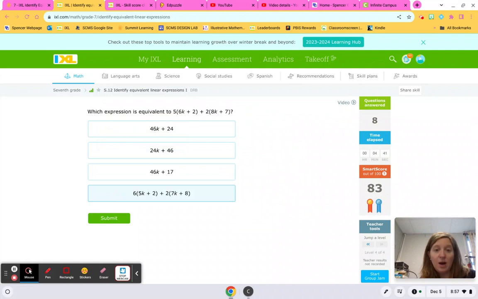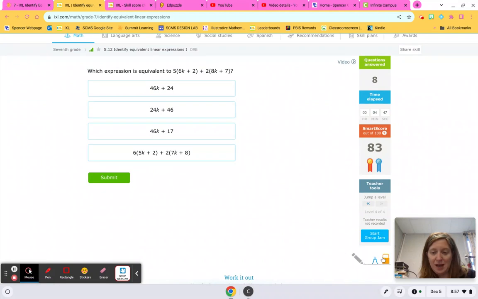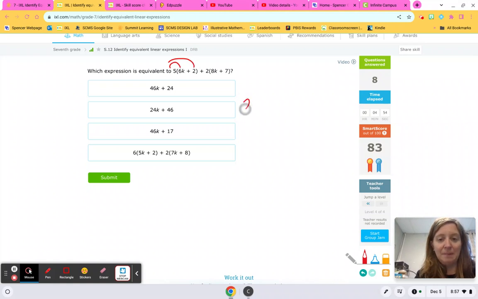All righty. Let's do this one because this one has the two distributive properties on here. So we want to see how we do that. You're still going to do it the same way, distributive property. 5 times 6k is 30k. 5 times 2 is 10. Now we're going to do a plus because there's a plus here. 2 times 8k is 16k. And 2 times 7 is 14.